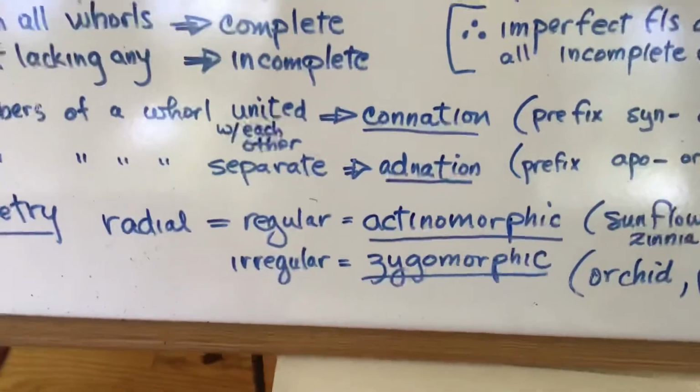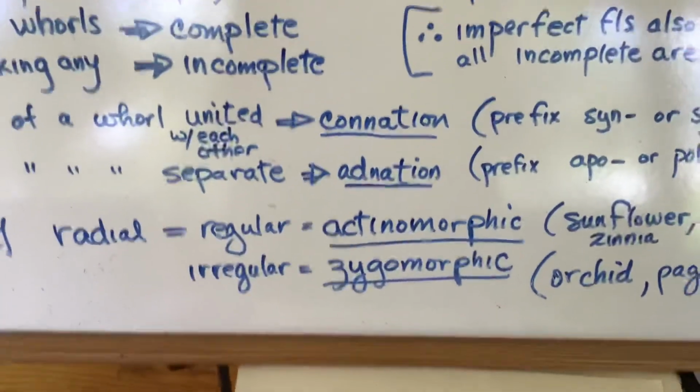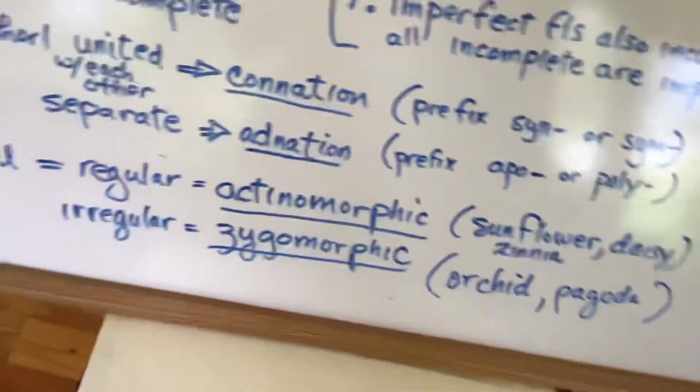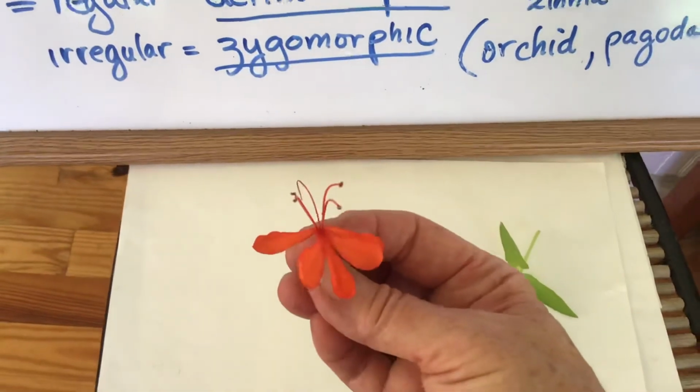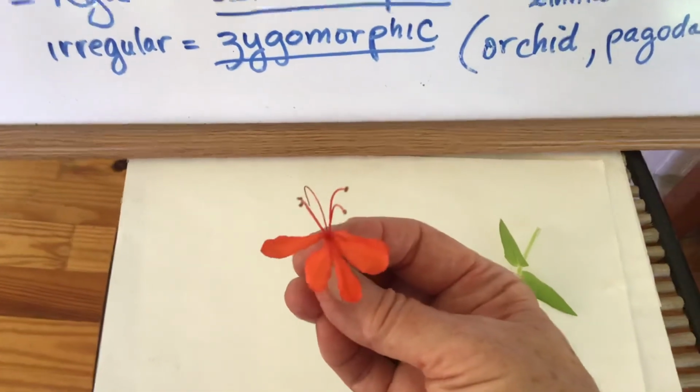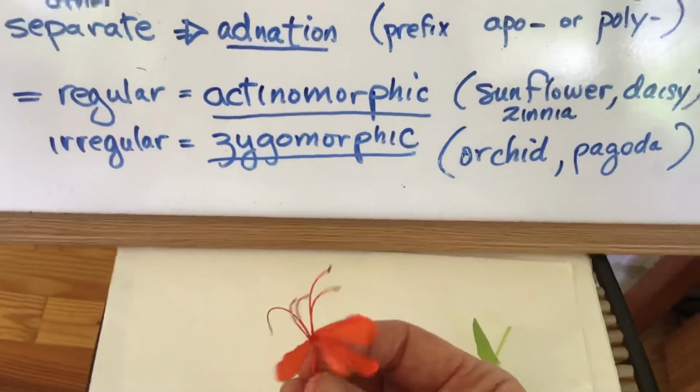Or you can have an irregular symmetry. This is called zygomorphic, like orchids, and also the pagoda plant that we looked at earlier. You can see that it's basically all on one side. So this would be a zygomorphic flower.